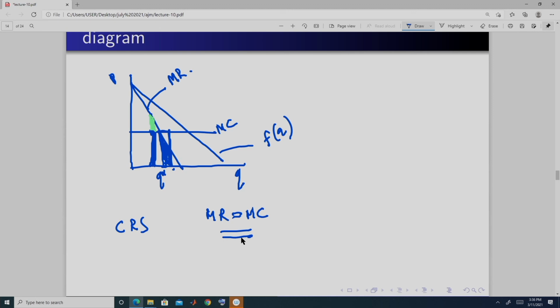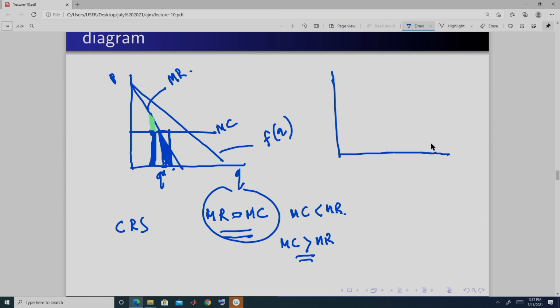Because if you produce output more than Q star, then what is happening? MC is greater than MR. So, at this, profit is not maximized. If you produce less than this, then what is happening? MC is less than MR. Here also profit is not maximized. In this case, the monopoly's profit is maximized when we have this condition.